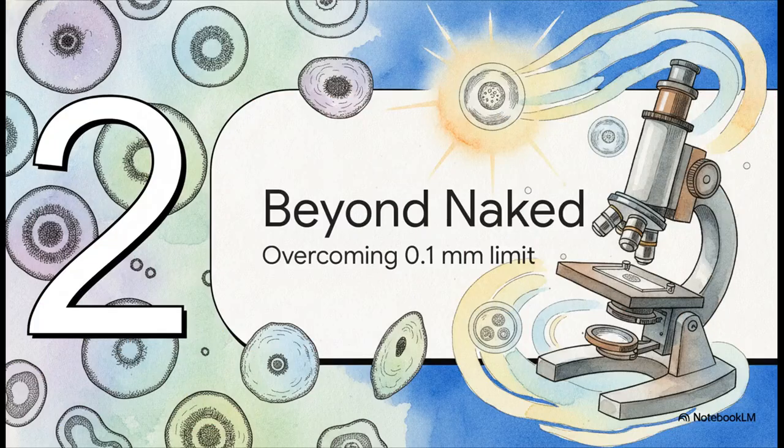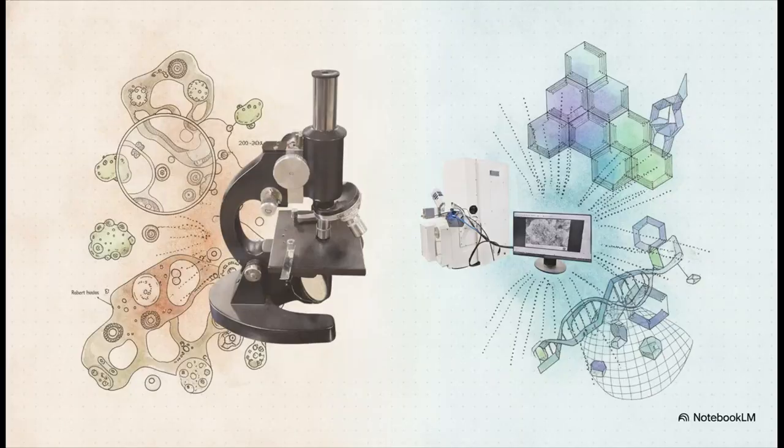Moving right along to Section 2, Beyond the Naked Eye. Let's look at how we overcame that 0.1 millimeter limit. Just look at this incredible technological leap. On the left, you've got a classic light microscope, which functions a lot like the one Robert Hooke used way back in 1665 to discover cells, giving us about 200 to 300 times magnification. But on the right, we have a modern electron microscope. Instead of light, it uses a beam of electrons, which is a total game changer because it lets us see fine cellular structures down at the nanometer scale.